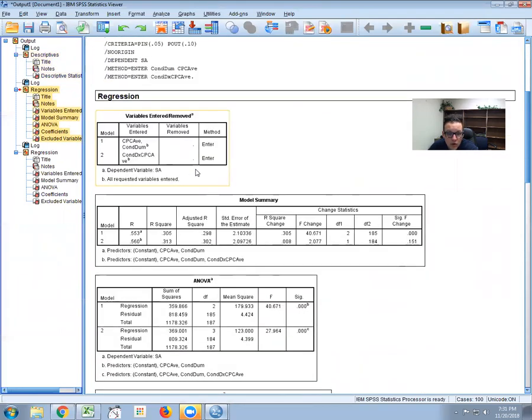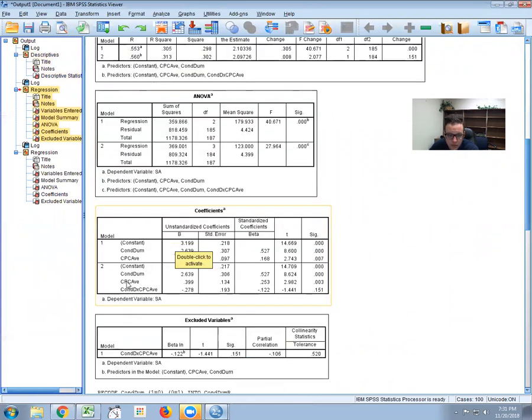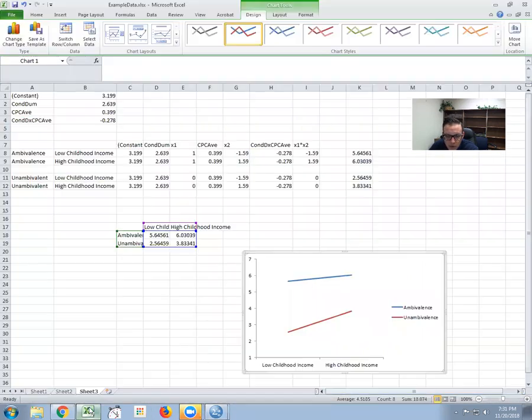All right. So this is the original coding. So here, 0 was the unambivalent condition. So here is the effect of perceived childhood income. Here's the simple slope of perceived childhood income predicting subjective ambivalence. And lo and behold, it's positive and significant. Well, go back over here. This is the line, the relationship between perceived childhood income and subjective ambivalence when participants were asked to write about something they were ambivalent about.